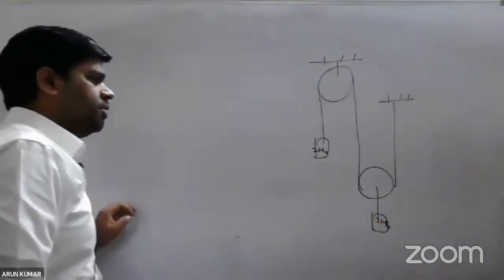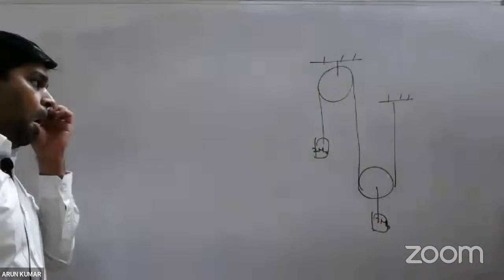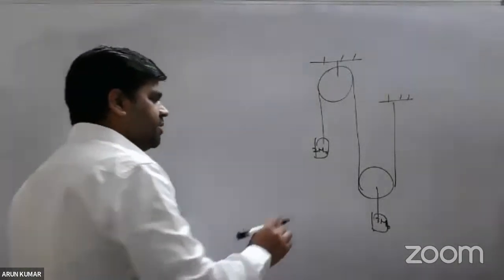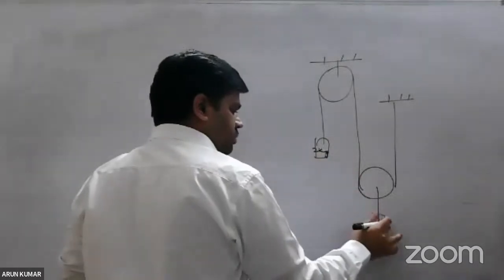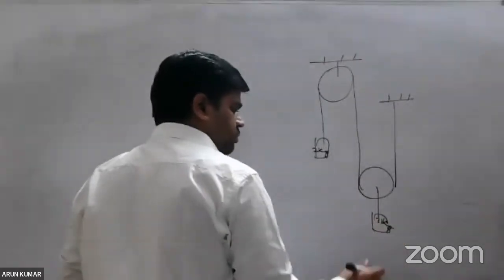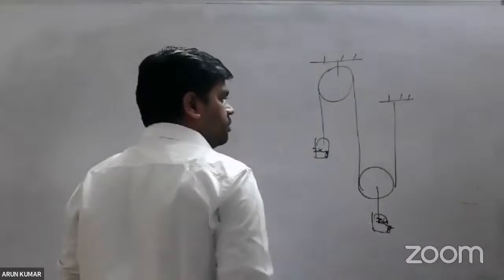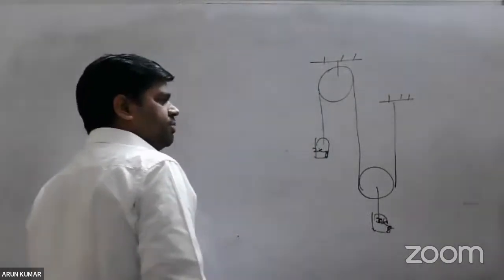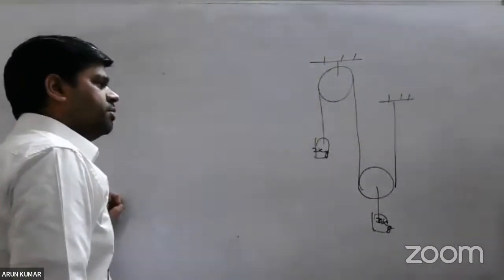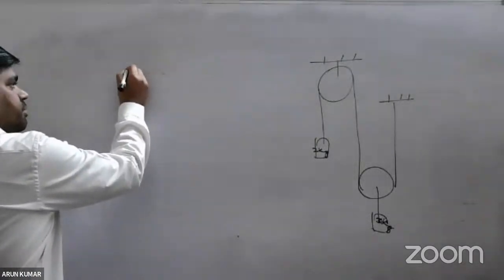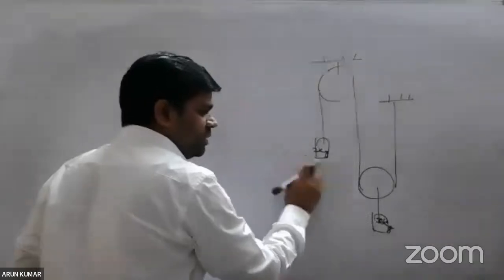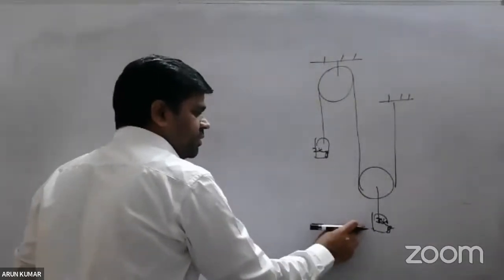2m0 and 3m0, or 2 kg and 3 kg, let's say. Find the acceleration of the block. Again, I just draw the FBD first. This is 2 kg, this is 2 kg, this is 3 kg.